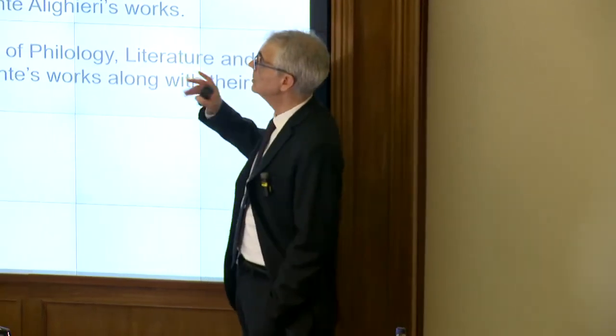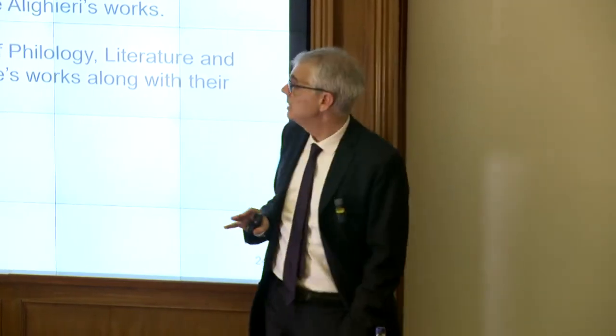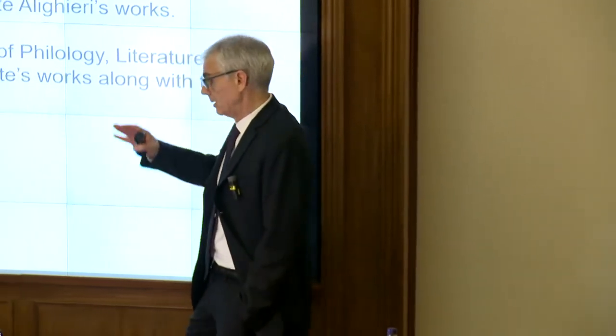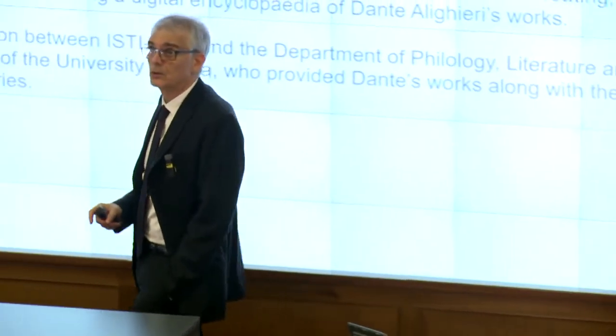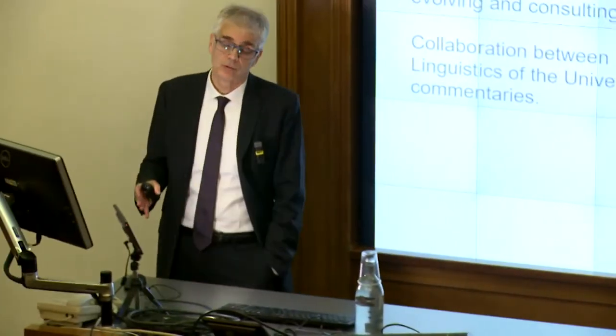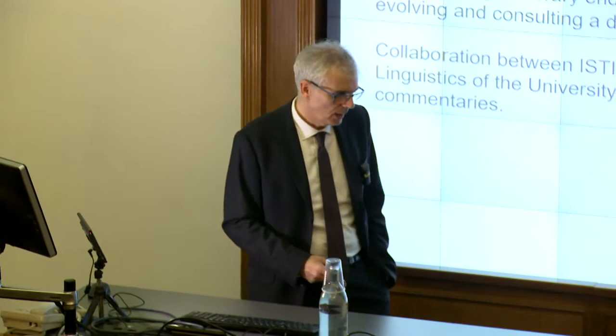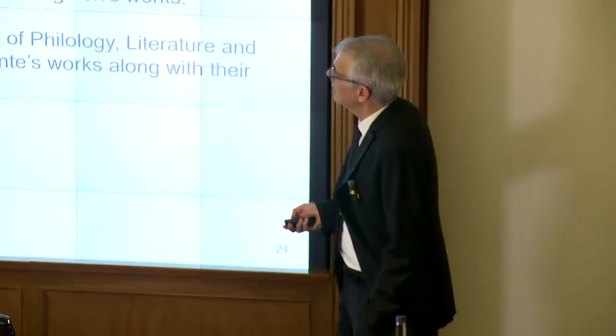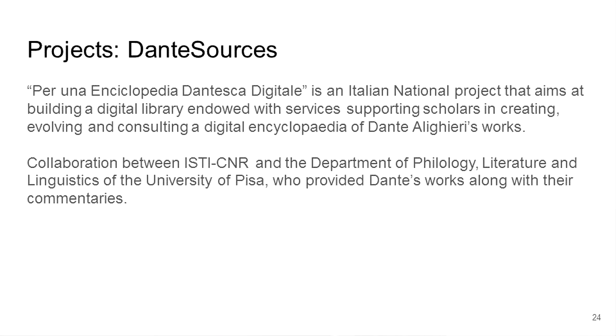Dante sources is a finished project, it's also been well received, and we are very happy about it. The other, DL narratives, looks like our life endeavor, because it's much more general. The representation of formal narratives is a much more general problem. It's much more difficult, but I believe it's worth doing. So we had an Italian national project, per una enciclopedia dantesca digitale, that aims at creating a big digital library endowed with services supporting scholars in creating, evolving and consulting a digital encyclopedia of Dante Alighieri's work.